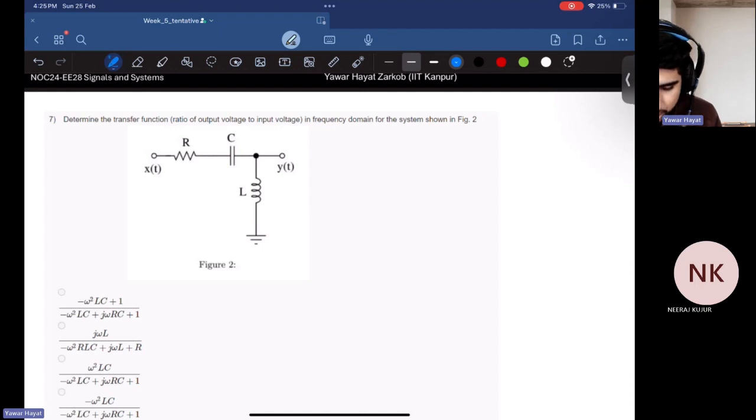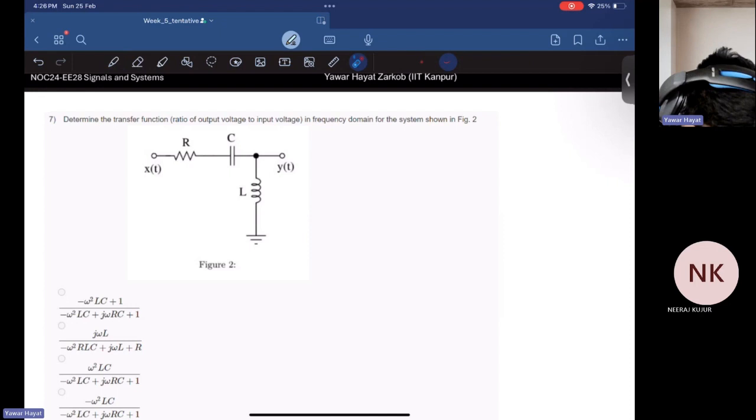What is the transfer function? The ratio of the output voltage to the input voltage. So since you need to compute it in the frequency domain, what will you do? You will use a frequency transform. In other words, you will write down these impedances in that form. For R, it is the same, right? R remains as such. What about C? 1 by j omega C. And what about L? j omega L. Likewise, we'll have the following thing.